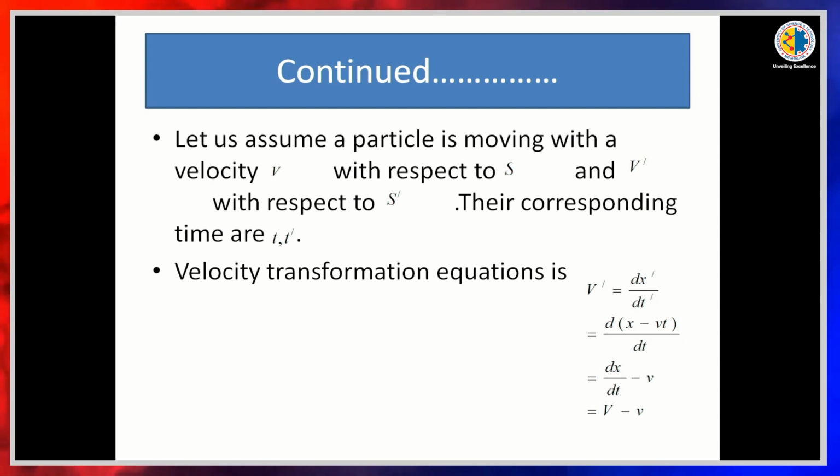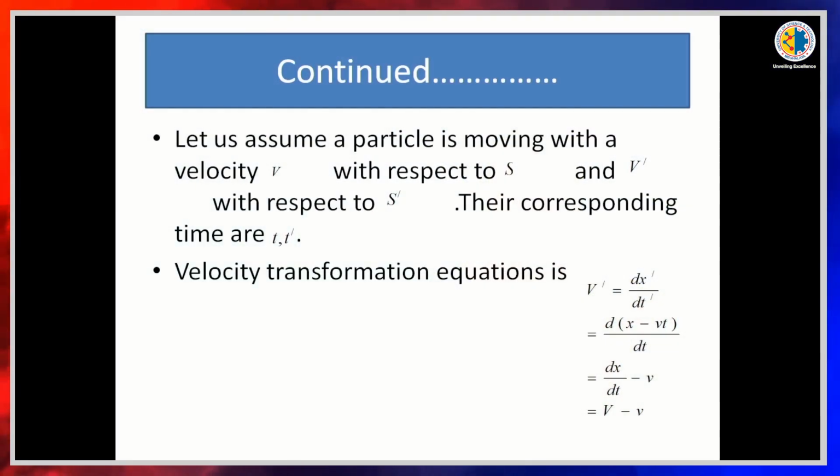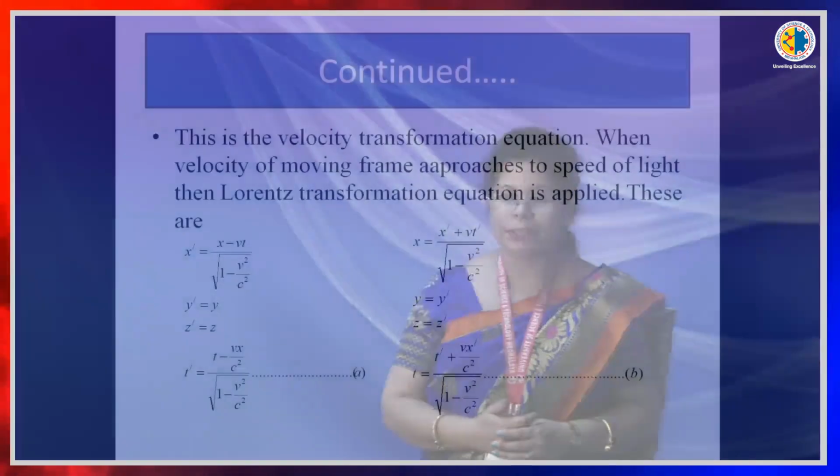Again, dx by dt is the rate of change of displacement according to S frame, that is why it is capital V, because we consider the velocity of the particle with respect to S frame as capital V. So, we get a relation between capital V dash, capital V and small v: V dash is equal to V minus v. It is known as the velocity transformation equation. This is the velocity transformation equation.